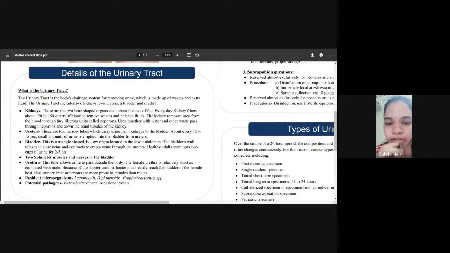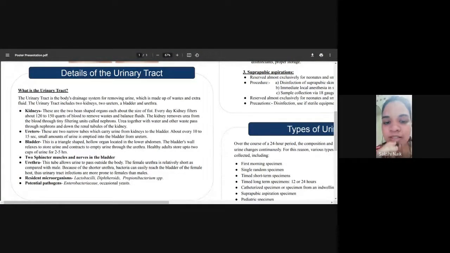So from the ureters, then comes the bladder. It is a triangle-shaped hollow organ located in the lower abdomen. It is held in place by ligaments which are attached to other organs and the pelvic bones. The bladder walls relax to store urine and contract to empty urine through the urethra. A typical healthy adult bladder can store up to 2 cups of urine for 2 to 5 hours.